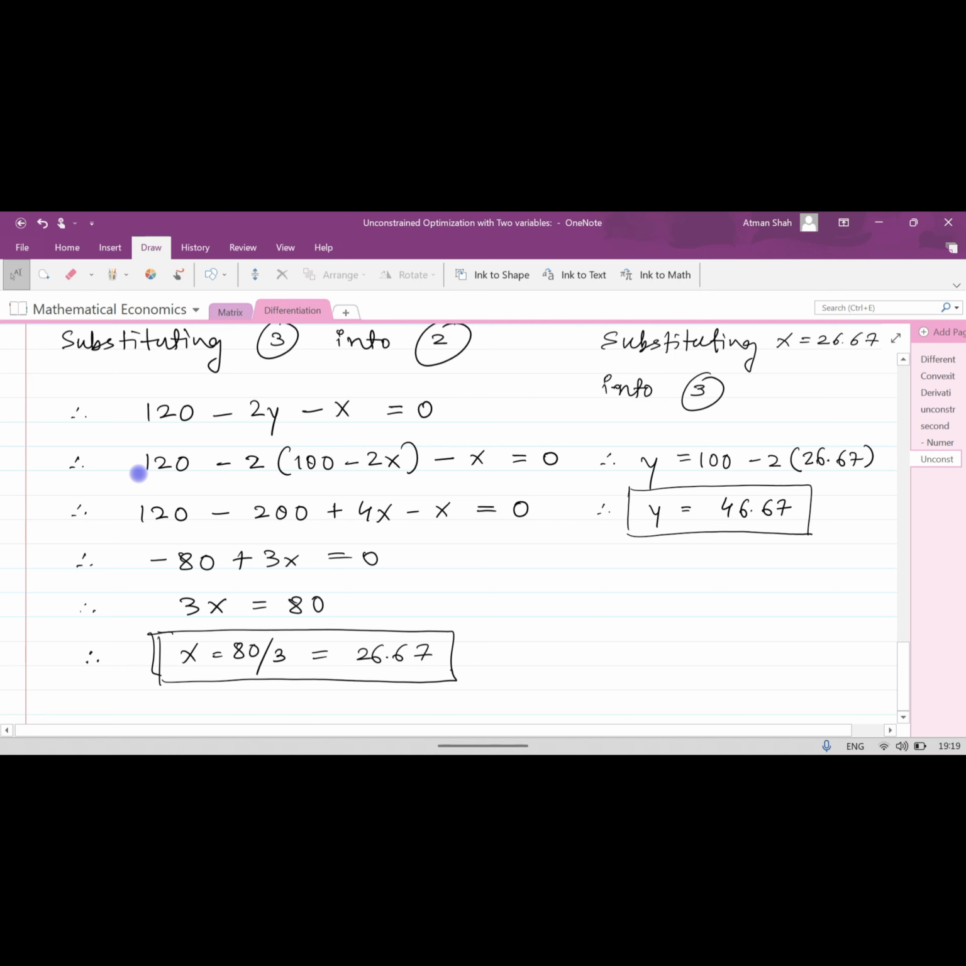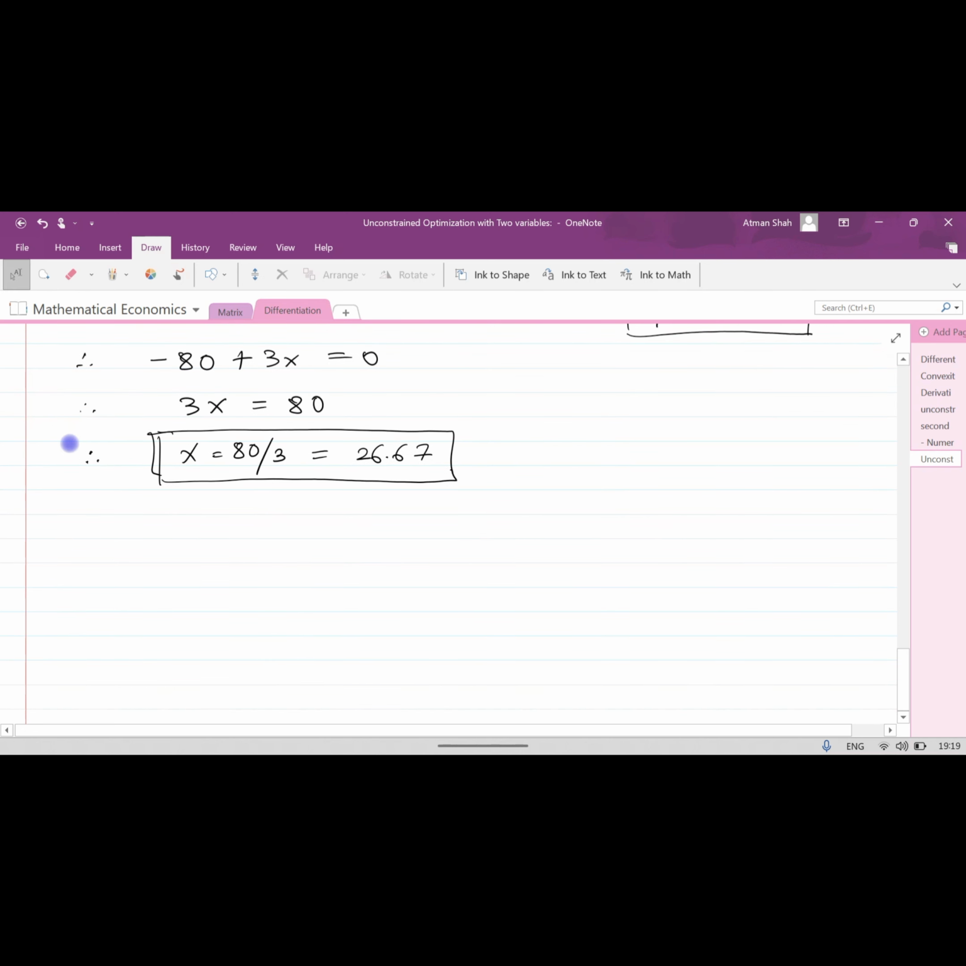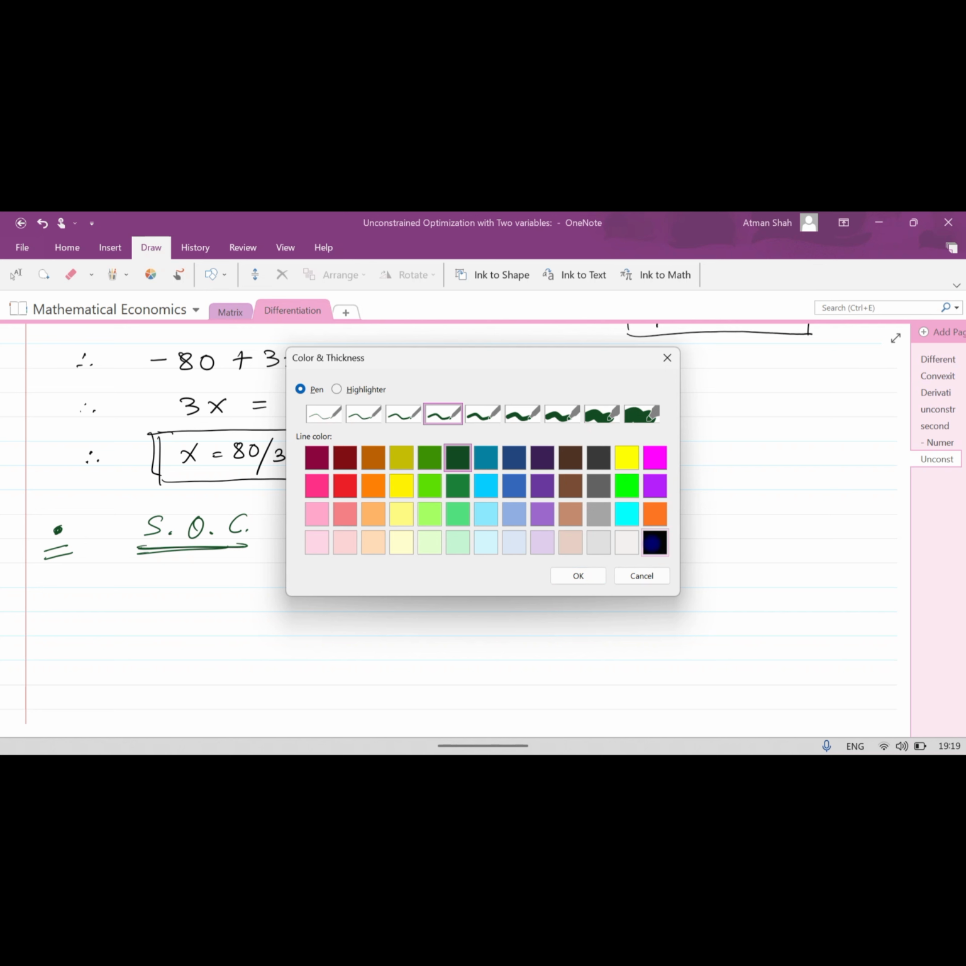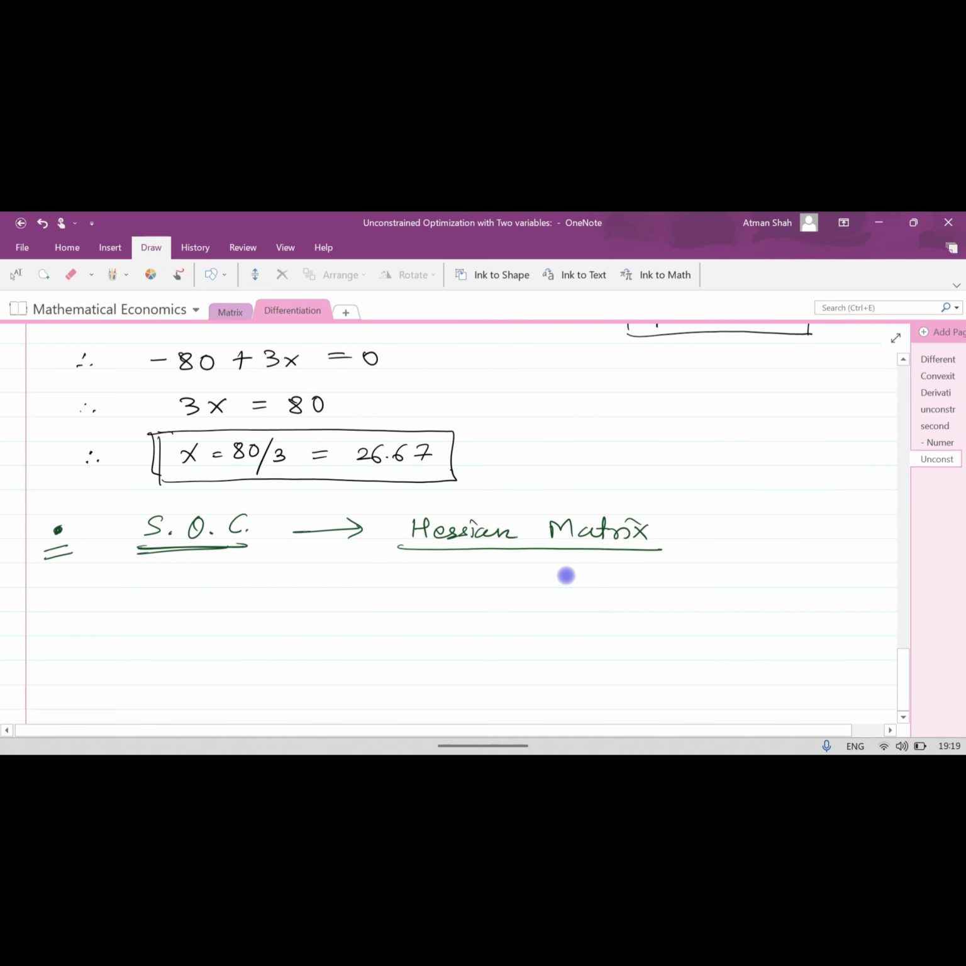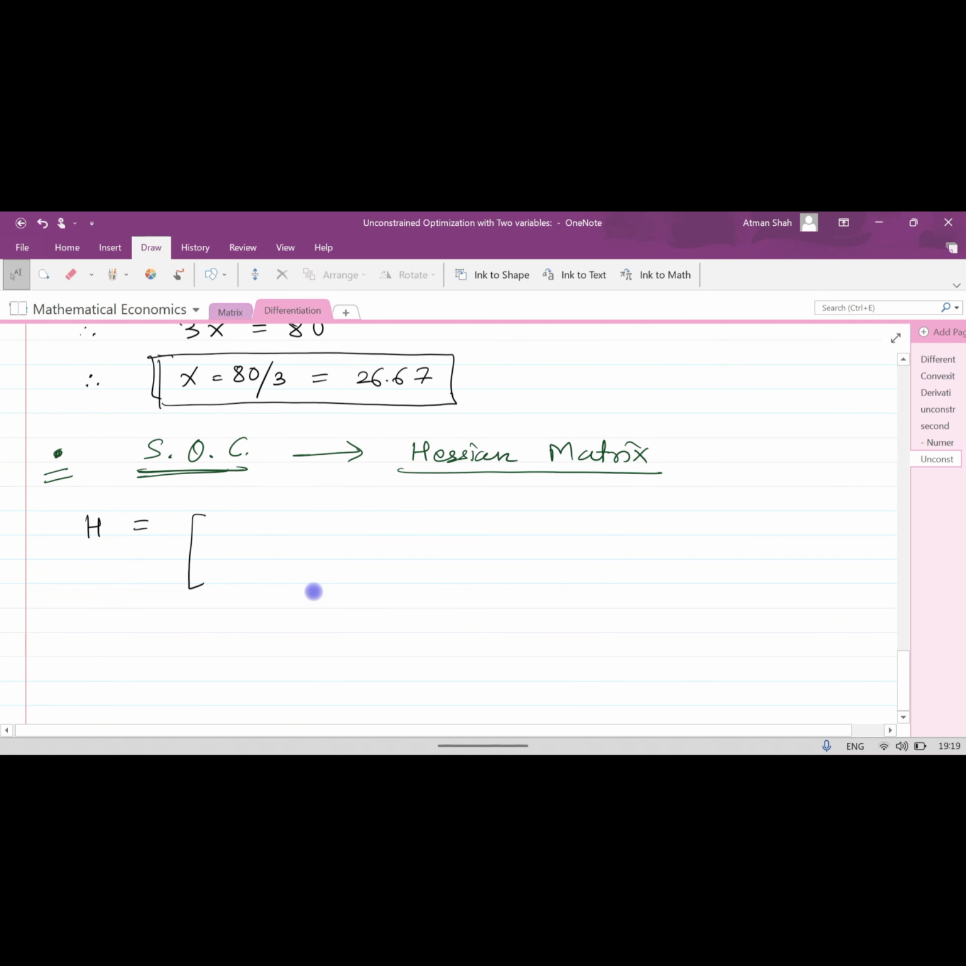But before we conclude, we need to check the second order condition. So let's check the second order condition, and for that we need the Hessian matrix. So how do we frame the Hessian matrix H? H is pi xx, pi xy, pi yx, pi yy.